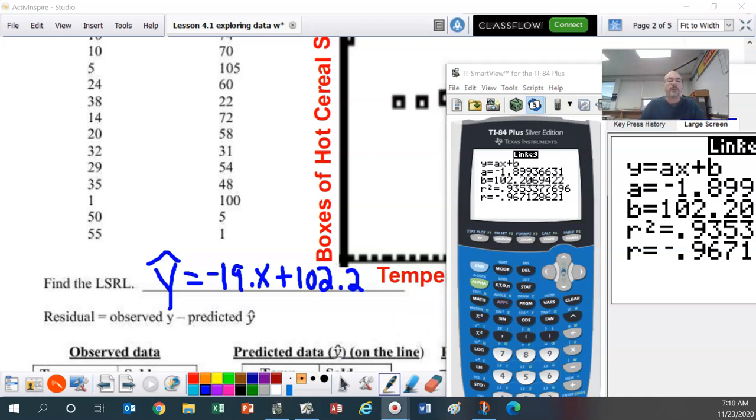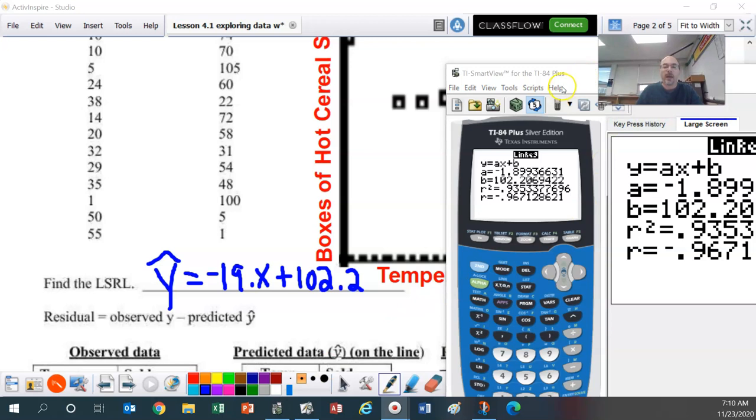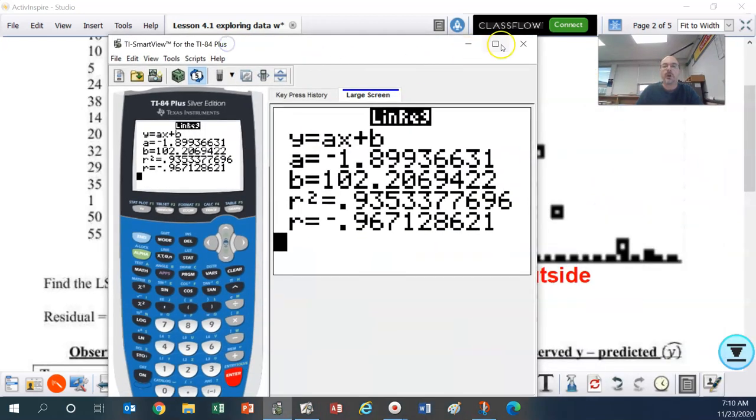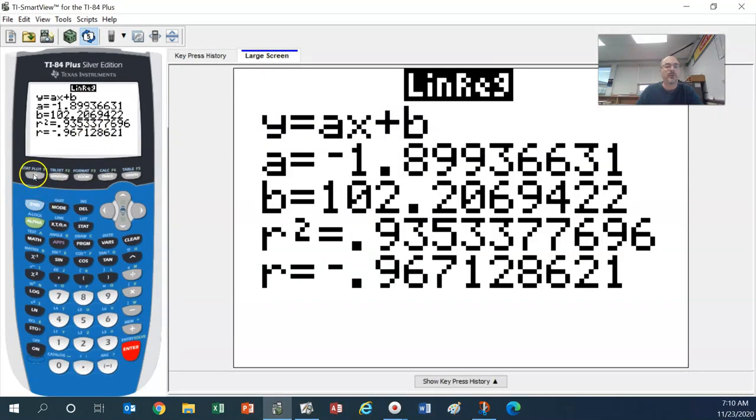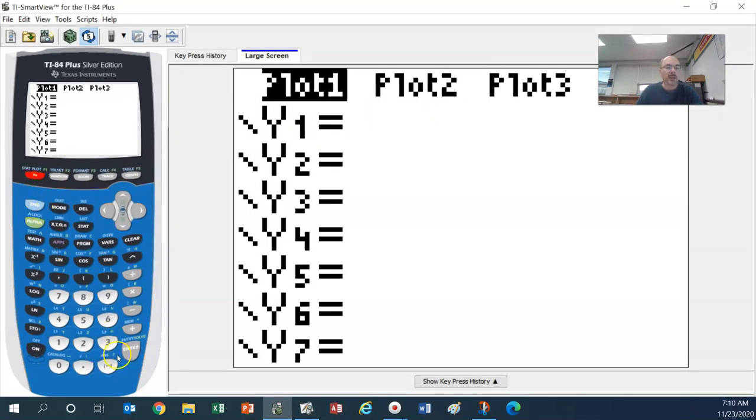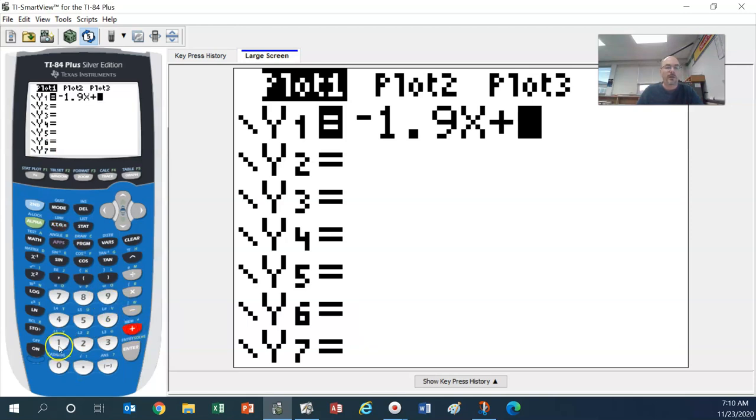All right, so what we're going to do now is take a moment and type this into our y equals. So we're going to type that equation in. Hit your y equals, negative 1.9x plus 102.2. And then when we graph it, it's going to put that line of best fit through it.